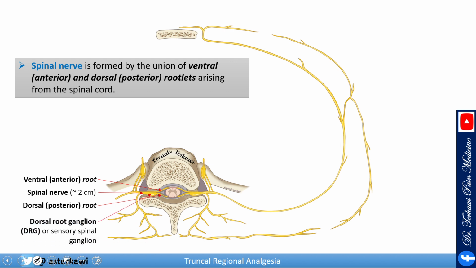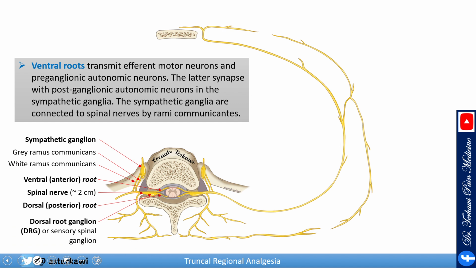With the dorsal root, we have a small bulge here. It's a ganglion called the dorsal root ganglion, or sensory spinal ganglion. And here we have the sympathetic ganglion. And then the ventral root transmits efferent motor neuron and preganglionic autonomic neuron.